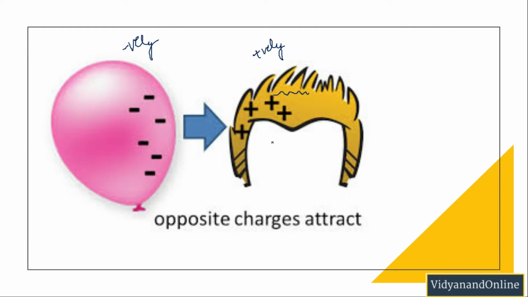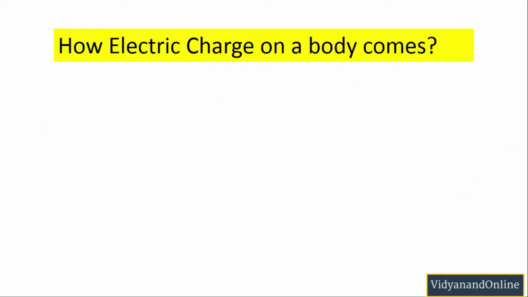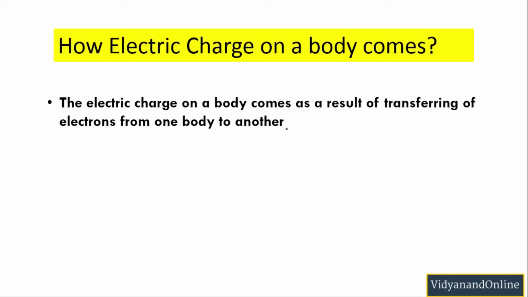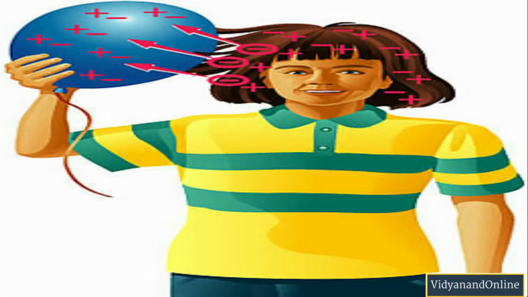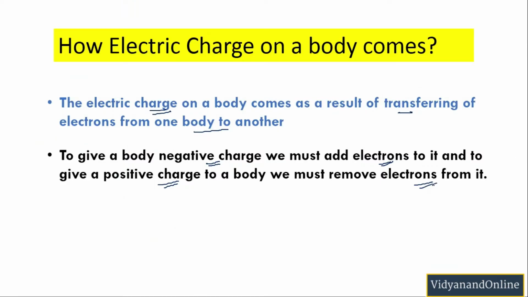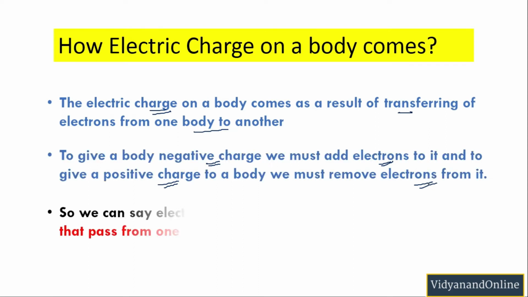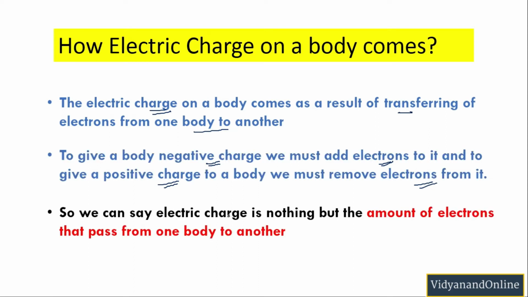So what can we say about the definition of electric charge? Why were we able to see such kind of attraction? An electric charge on a body comes as a result of transferring of electrons from one body to another. So whenever there is a transfer of electrons from one body to another, electric charge will come into play. Okay. Now to give a body a negative charge, you have to add electrons to it, and if you want to give a body a positive charge, then you must remove electrons from it, which we have seen in the last experiment.